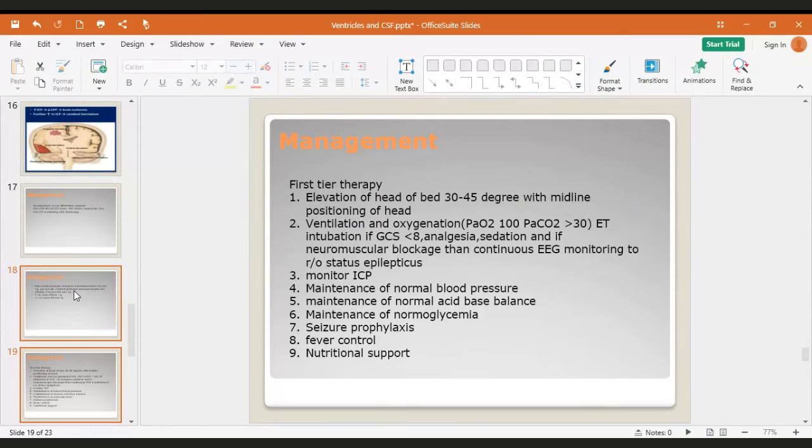There is maintenance of normal blood pressure; hypotension and hypertension both should be avoided. Maintenance of normal acid-base balance, and maintenance of normoglycemia; hyperglycemia or hypoglycemia both are detrimental. Seizure prophylaxis, fever control, and nutritional support.